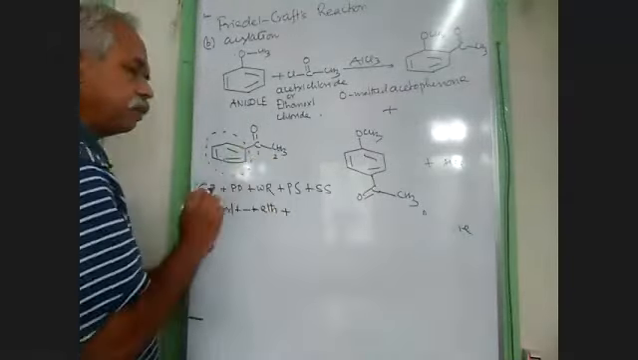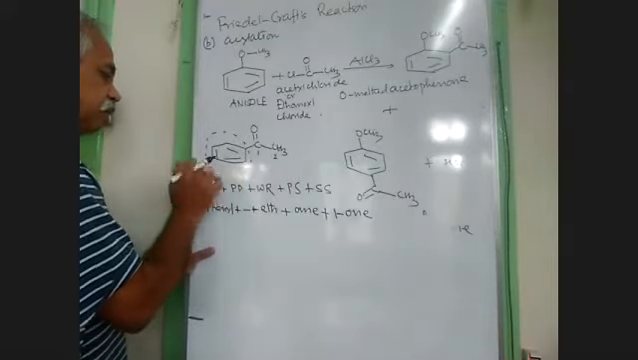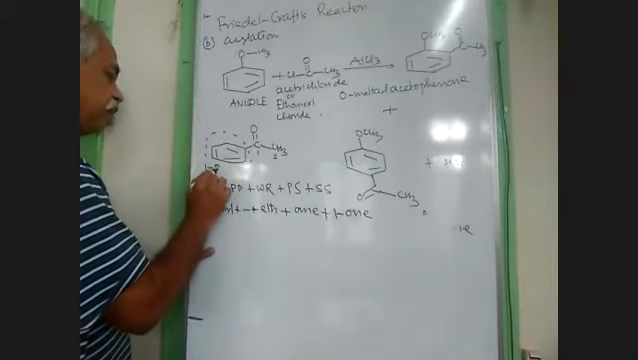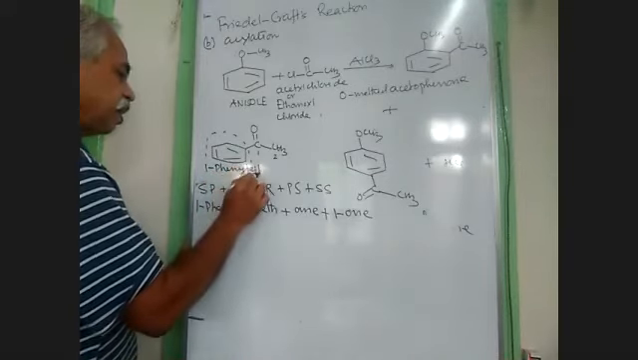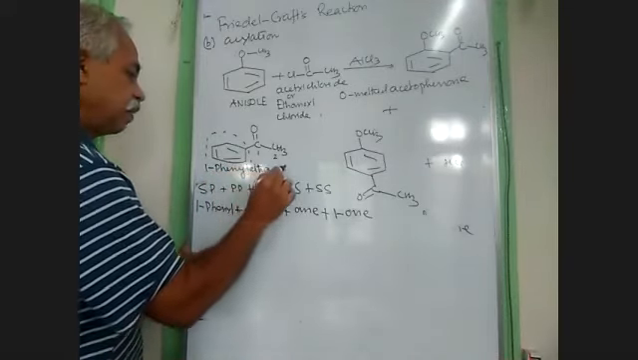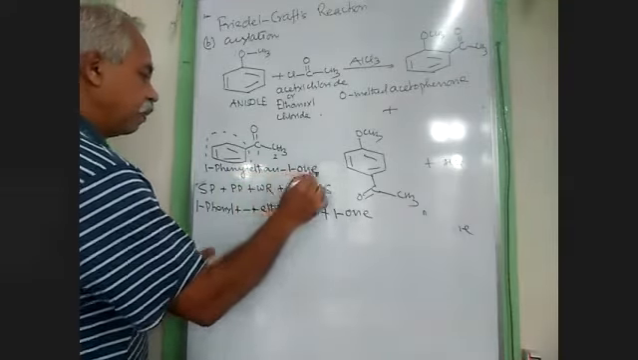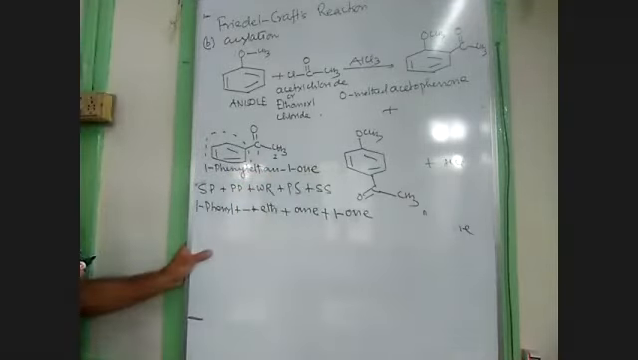So what will be the IUPAC name of this one? The IUPAC name of this one is 1-phenylethan-1-one. This is the IUPAC name of this one.